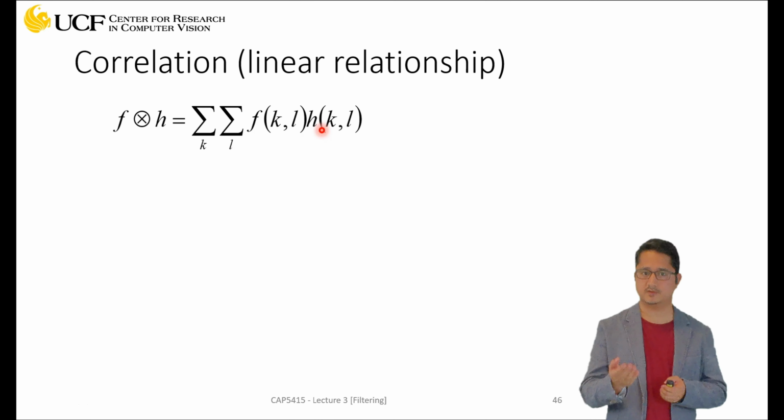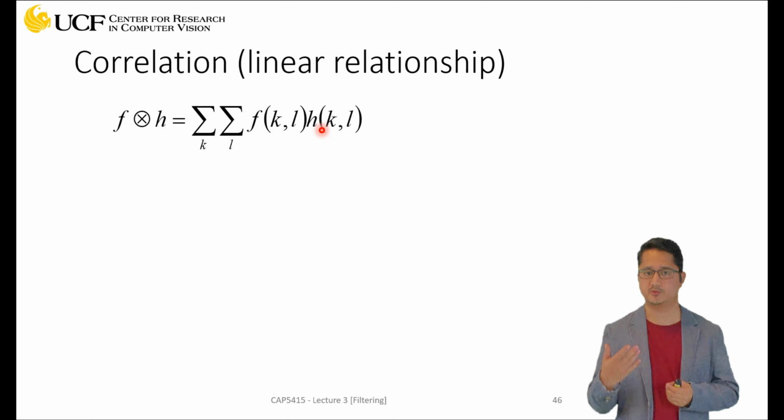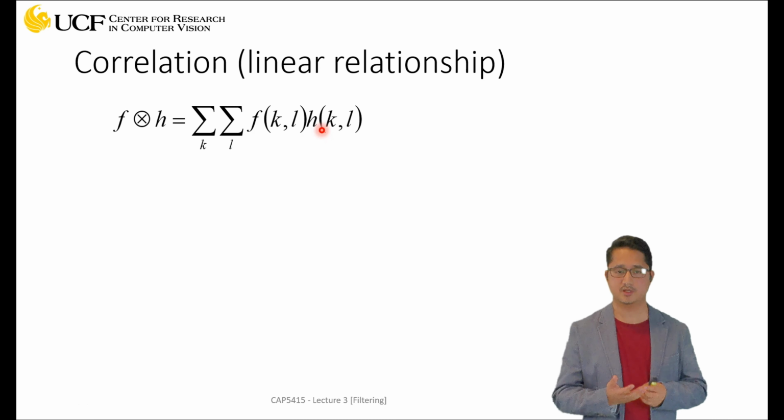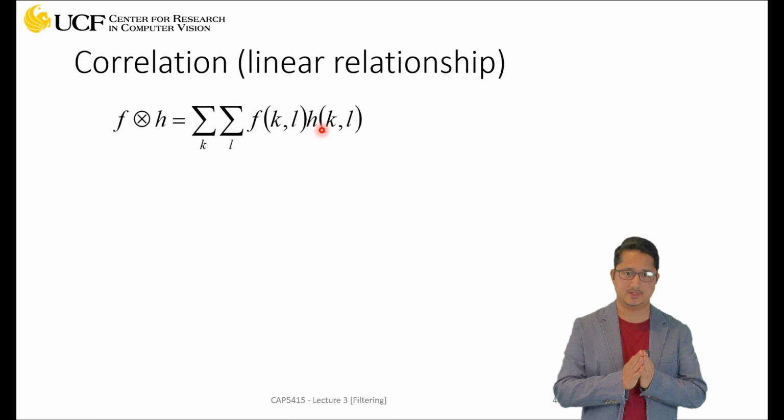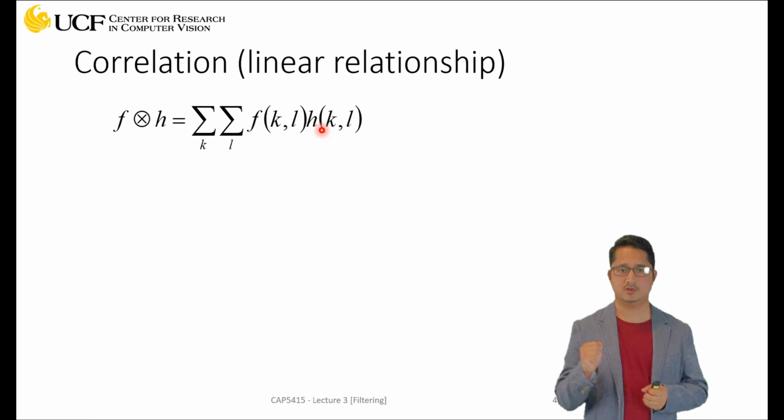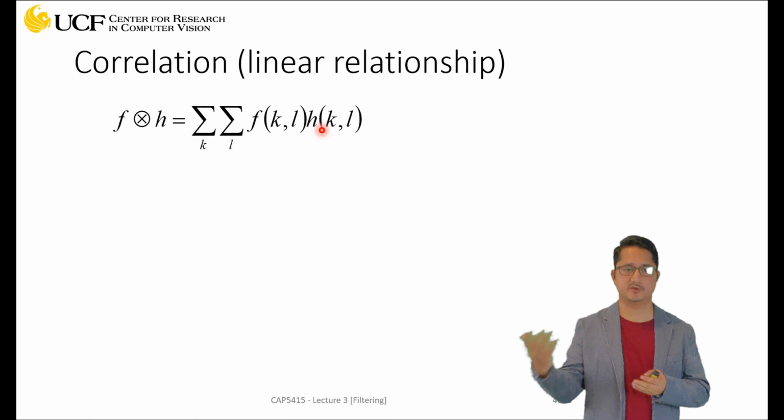And this you have seen in the first lecture when we were trying to perform object detection using pattern matching. If the patterns match, then we get a very high response, which means the correlation is very high. So this is directly coming from statistics.